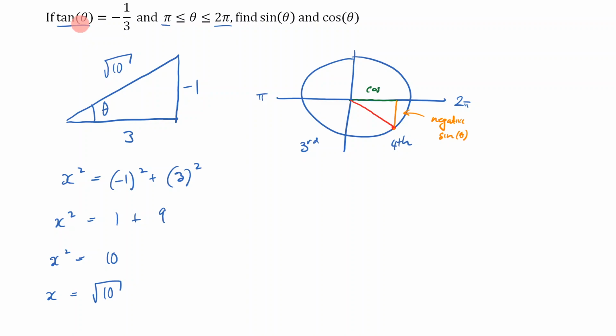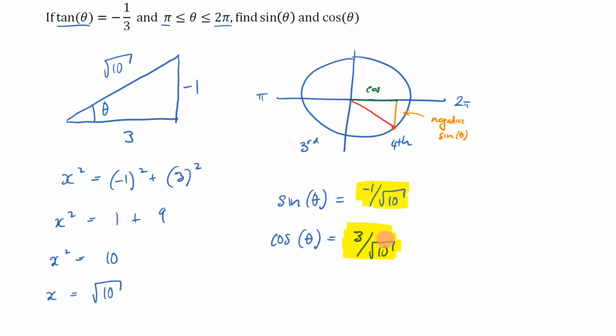Okay, so once we've done that, we can figure out what sine of theta is going to be and what cos of theta is going to be, because we're just going to look at what we've created here. So sine of theta is opposite over hypotenuse, so it will be -1 on the square root of 10. And then cos will be adjacent over hypotenuse, so it will be 3 on the square root of 10. And just like that, we have our answers there and there.